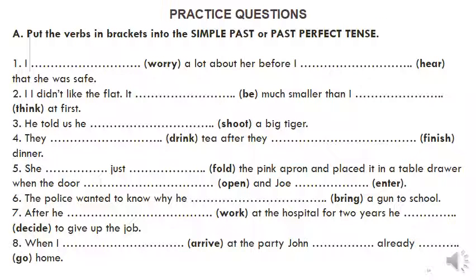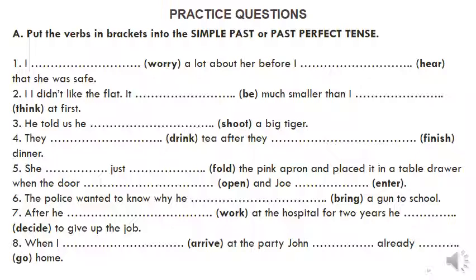Let's now look at the exercise here. We have to fill in the brackets with either the past simple or the past perfect tense. So, "I (worry) a lot about her before I heard that she was safe." Which action happened first? The action of being worried or the action of hearing about her? The action of being worried. So, I had worried a lot about her before I heard that she was safe.